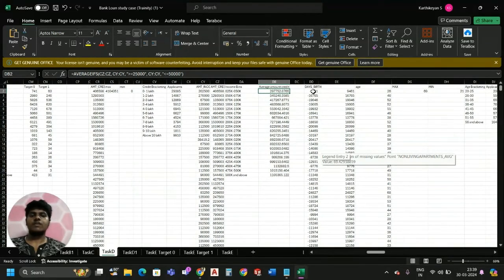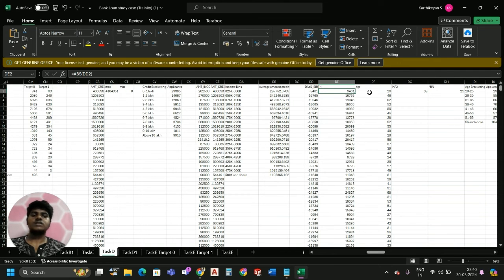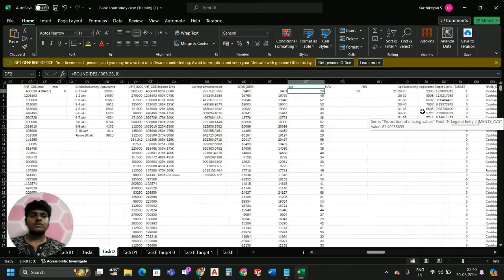Here initially we have the days birth in minus symbol. So after using this formula, we came to the positive integer. After that, in order to convert these days into the age in terms of years, I use this formula. Every year there will be 365 days, and once in 4 years there will be a leap year. That's why I used 0.25. So here I have done the age bracketing.